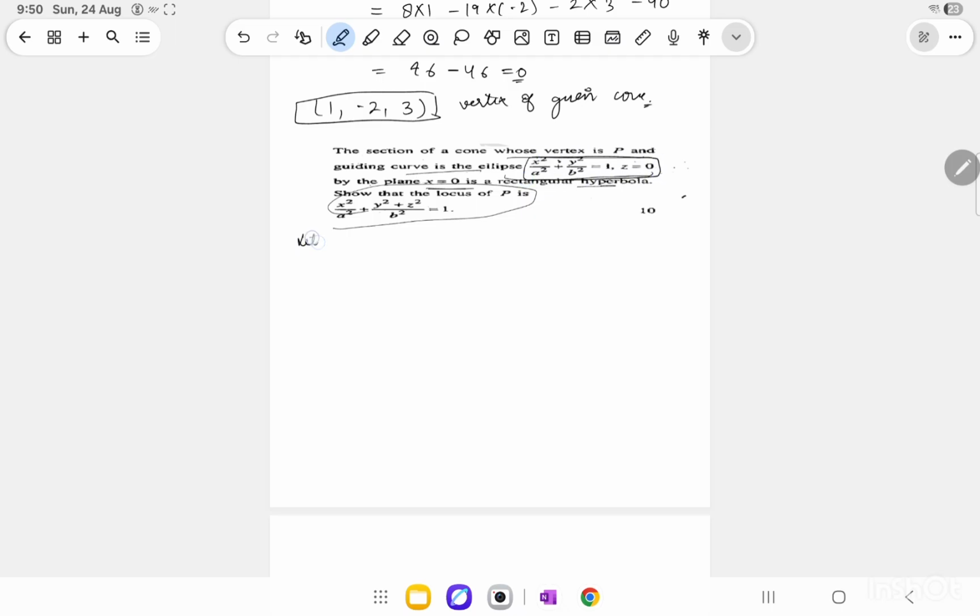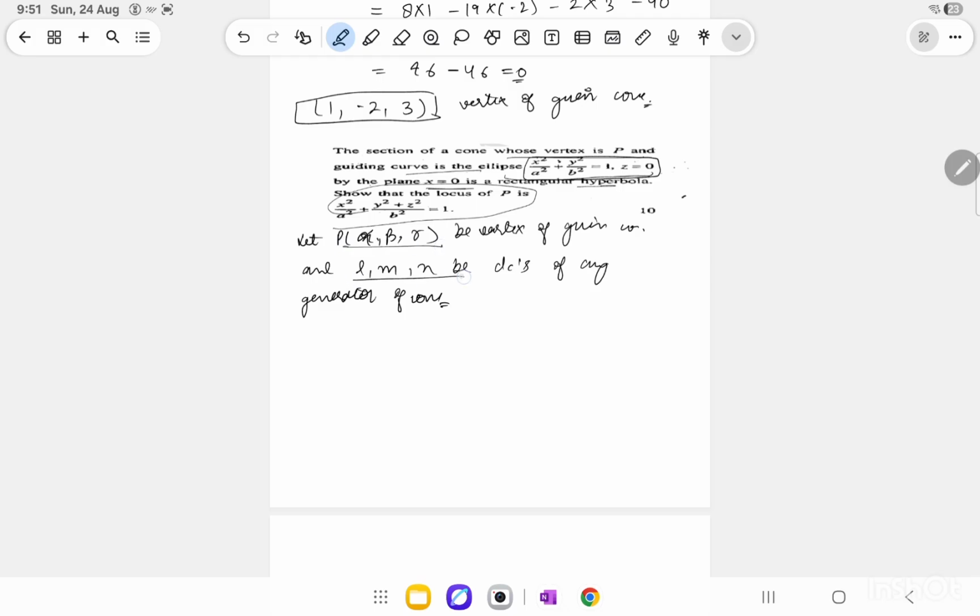So let P alpha comma beta comma gamma be a vertex of given cone and L comma M comma N be direction cosines of any generator of cone. So if alpha beta gamma is vertex and L comma M comma N is basically the direction cosines, then I can find equation of generator line. So that will be basically x minus alpha by L equals to y minus beta by M equals to z minus gamma by N.